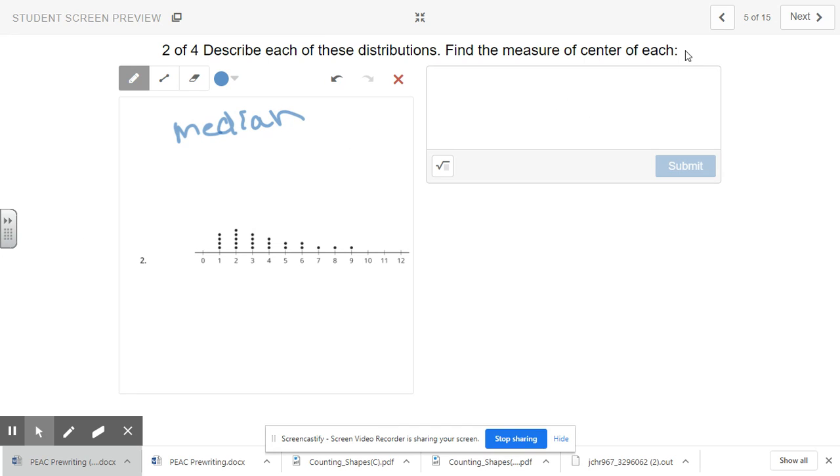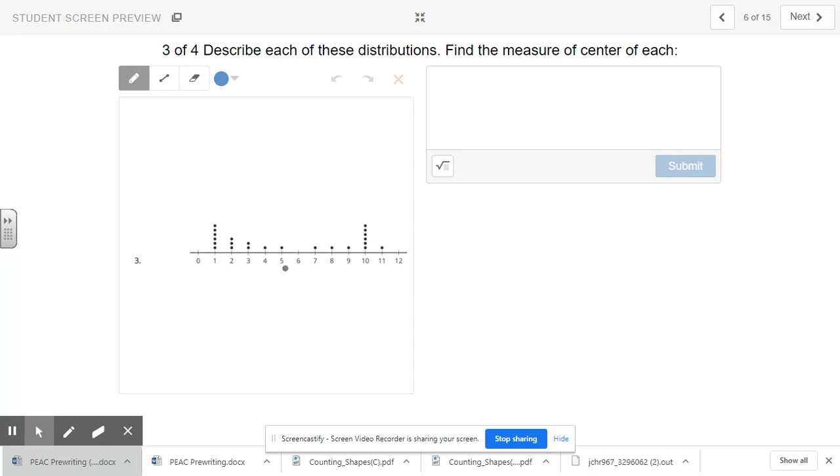Look for notes on your page. What would I use, the mean or the median? There's really no outliers here. So I would definitely use the mean and think about where this would balance, right? So where would it balance?